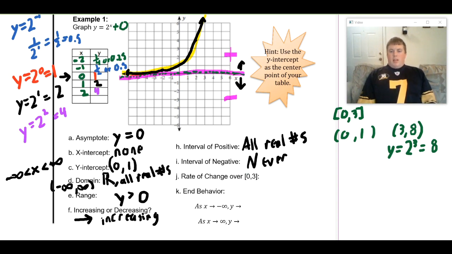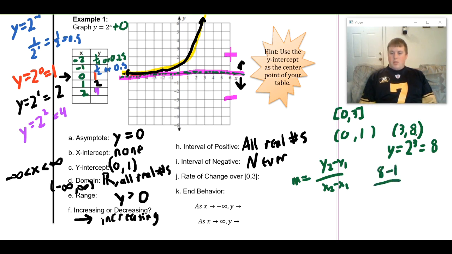Now what I need to do is plug into your slope formula. Remember, this is on your formula sheet. y2 minus y1 over x2 minus x1. This is our formula for slope. So I'm going to plug in the ordered pairs from up above. So I'm going to do 8 minus 1. I chose to use 8 first, so I'm going to have to use my x value that matches with that 8 first as well, so 3 minus 0. 8 minus 1 is 7, and 3 minus 0 is 3. So that gives me a rate of change of 7/3.